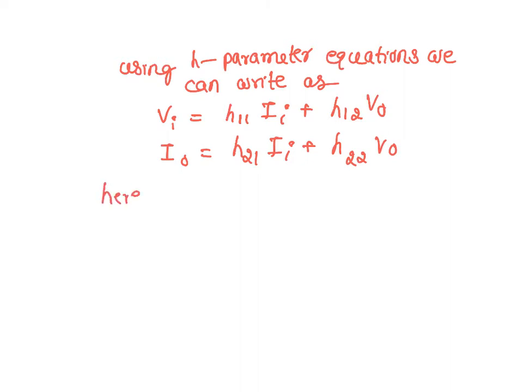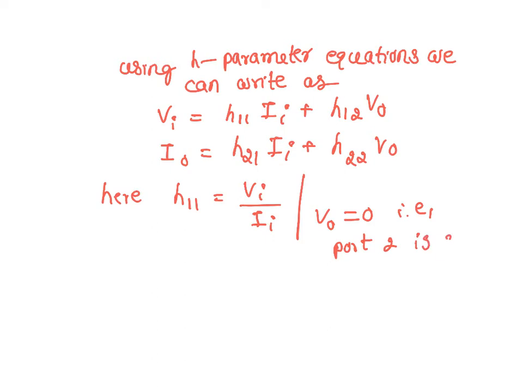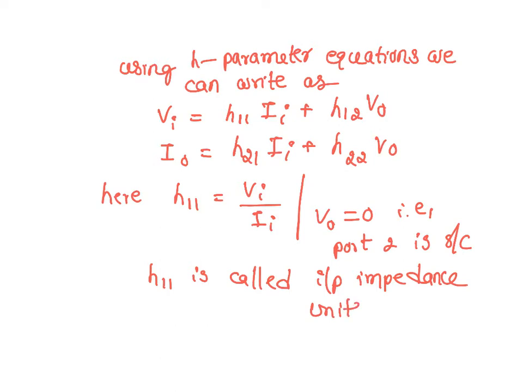Here H11 is nothing but Vi by Ii. This is possible when V0 equals 0, that is port 2 is short circuited. So here H11 is called input impedance, units ohms, right?